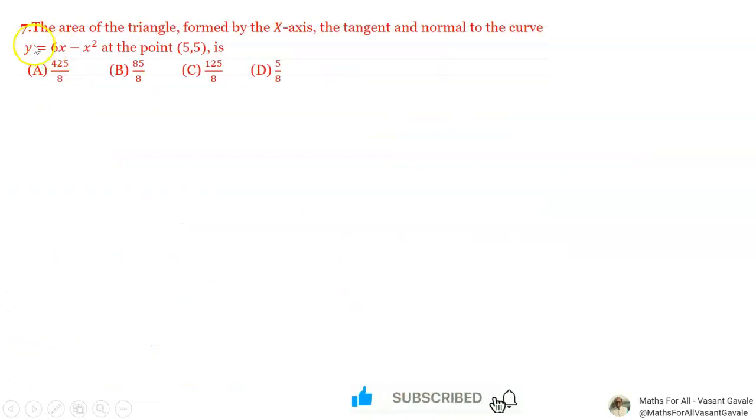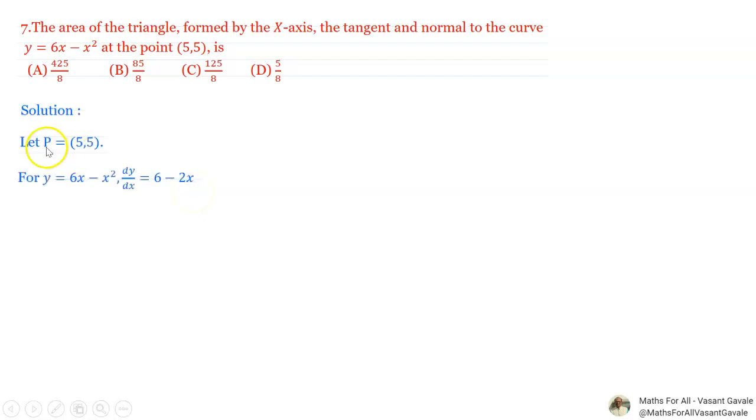Next example: the area of the triangle formed by the x-axis, the tangent and the normal to the curve y is equal to 6x minus x square at the point (5, 5). We want to find out the area of the triangle. Now see this here, P is the point (5, 5), then y is equal to 6x minus x square, dy by dx is equal to 6 minus 2x. At the point P, the slope of the tangent is minus 4.